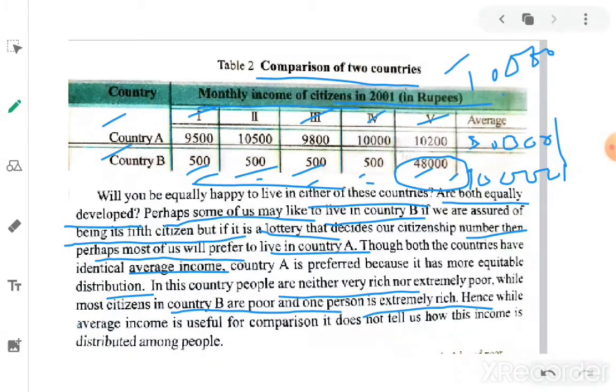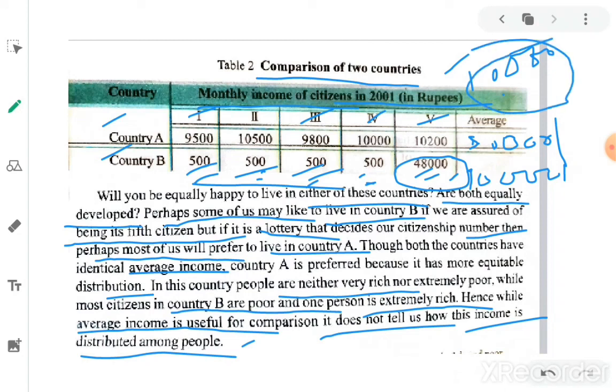So most of the people in country B are very poor because they are getting only 500, 500, 500, 500, and the fifth person is getting 48,000. So here there is no equality in the income of the people. Hence, while average income is useful for comparison, it does not tell us how this income is distributed among the people. Average income is useful to compare the countries. This 10,000 is the average income. It is very useful to compare the countries, but internally it is not fair to select country B to live in, and country A is better to live in.